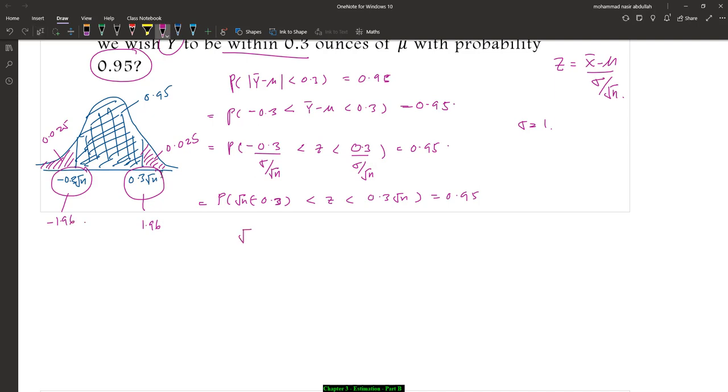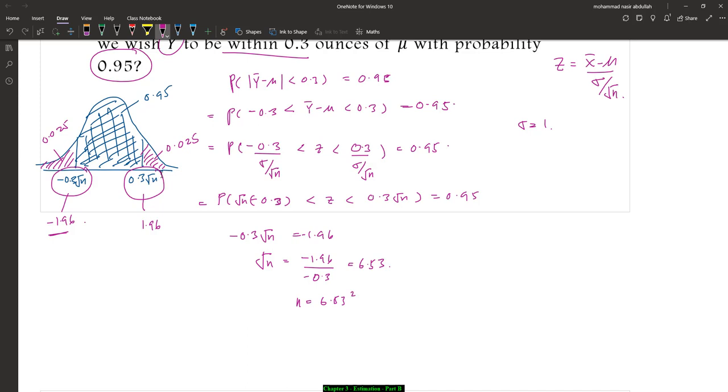So square root of negative n. Wherever we take 0.3, so negative 0.3 square root of n equal to negative 1.96. So square root of n should be negative 1.96 divided by negative 0.3, which is 1.96 divided by 0.3, and that should be 6.53, right? And n should be equal to 6.53 squared.